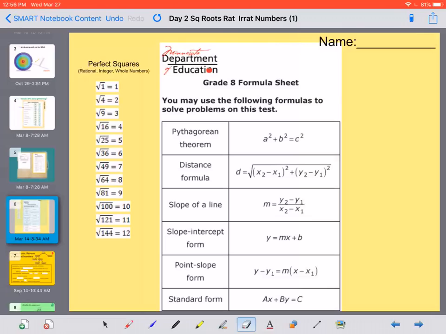I want you to get out your formula sheet from your folder because I want you to add something to this formula sheet on the side. I want you to add these perfect squares and the square roots that go with them. So it says the square root of 1 is 1, square root of 4 is 2, square root of 9 is 3, and so on all the way to 12. Those will help you today to know what those square roots are. I'll give you a second to get those put on your sheet. You can pause the video if you need more time.